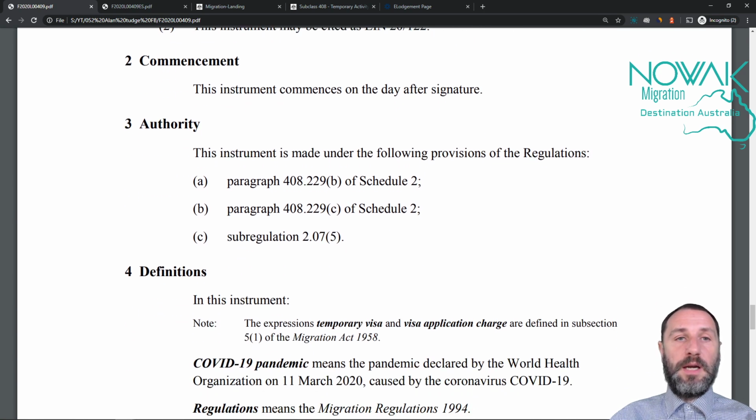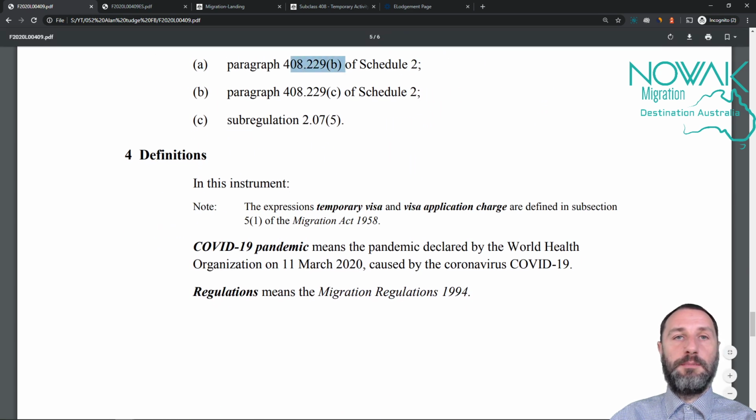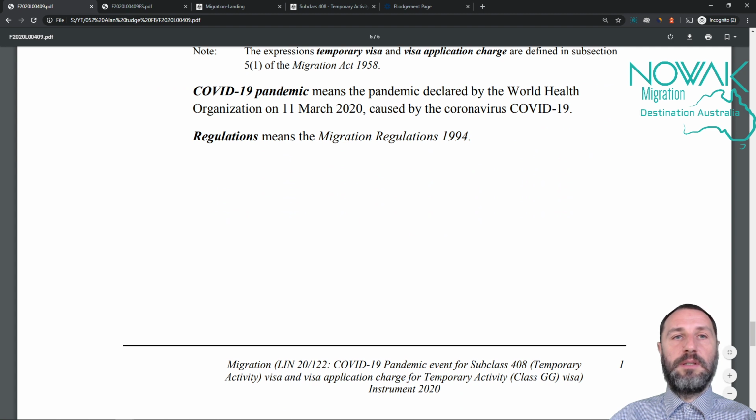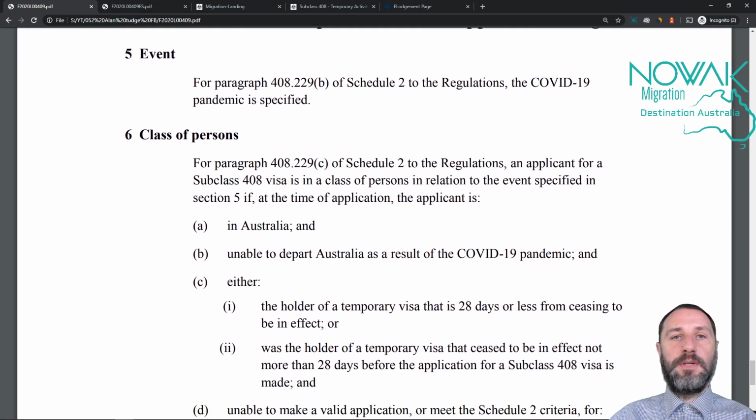So there are some paragraphs. The instrument is made under the following provisions of the regulations: paragraph 408.229b of Schedule 2, C of Schedule 2, and 2075. I will get there later. And then COVID-19 pandemic means the pandemic declared by the World Health Organization caused by the coronavirus.